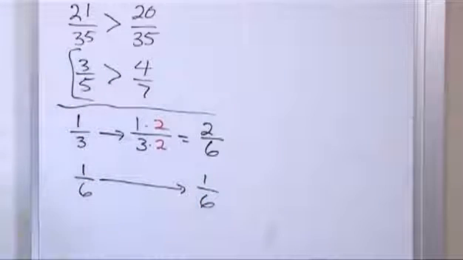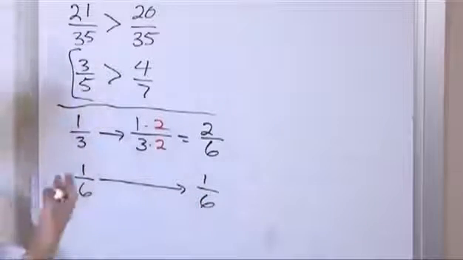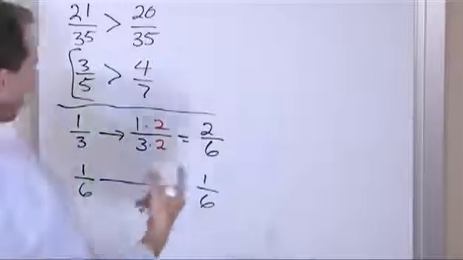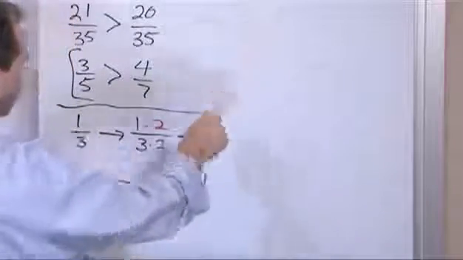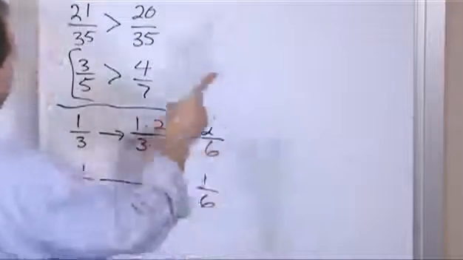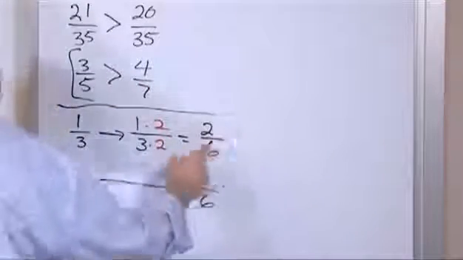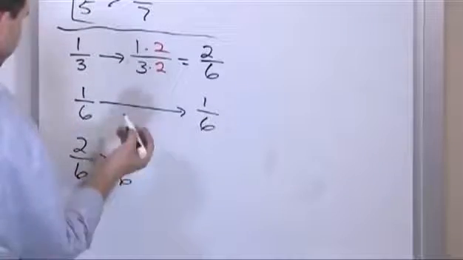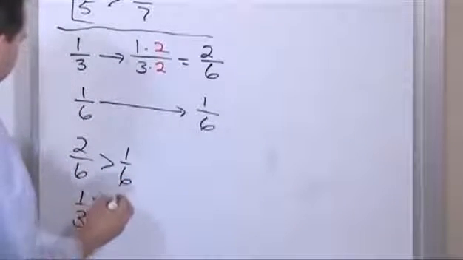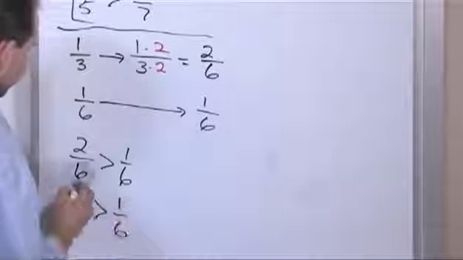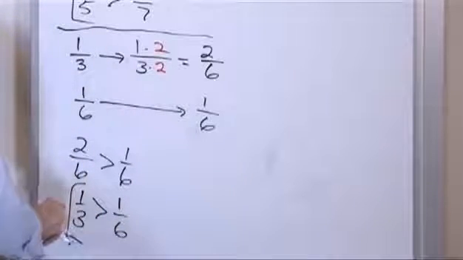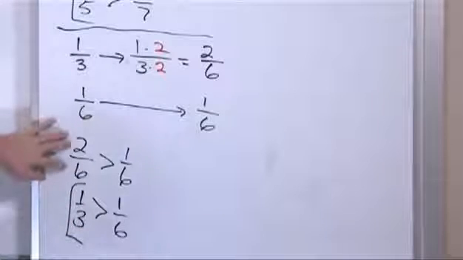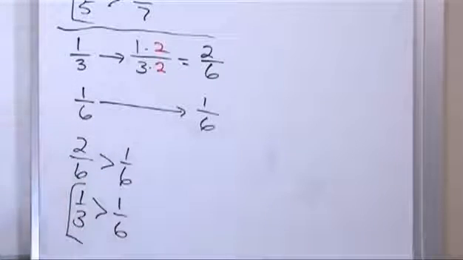So now you look at these two fractions, 2/6 and 1/6. Which person has more pizza or more pie or whatever you want to say? If I cut a pie into 6 pieces, this guy gets 2 of those pieces. If I cut another pie into 6 pieces, this guy only gets 1. So this guy actually has more pizza. So we've learned that 2/6 is greater than 1/6, which means that 1/3 is greater than 1/6, because the 2/6 was equivalent to the 1/3. I'm just rewriting this to show you that this follows from it. So the 1/3 is greater than the 1/6.